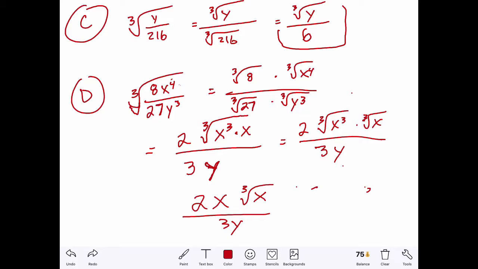Notice, anytime we've got a power here larger than our index, we need to separate it into multiples of our index and then whatever's left over if there's 1 left over, right? So I did 3 and 1, right? To get us to that x to the 4th here.